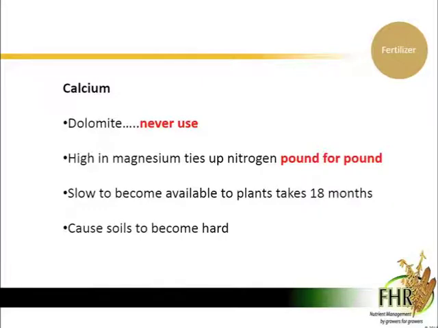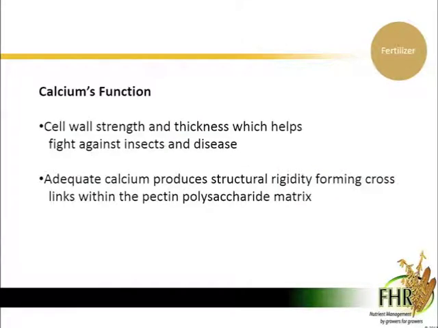Dolomitic lime, my best recommendation is never use it. If you need mag, sulfur mag, there are other products that work very, very well. High magnesium basically ties up nitrogen pound for pound. If you've got a high mag problem in relationship to calcium, it's no wonder we see 200 to 280 pounds of N being applied on some of these farms out here, because simple basics are not followed. The other thing is it's slow to become available, and it causes the soil to become hard.